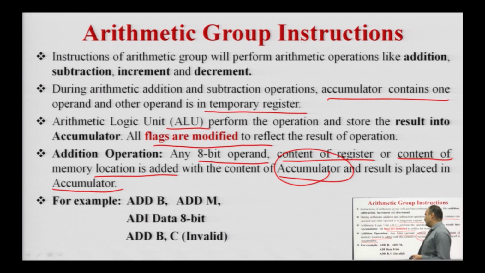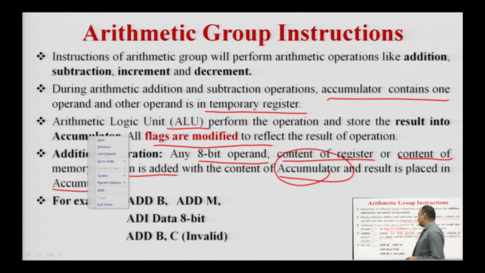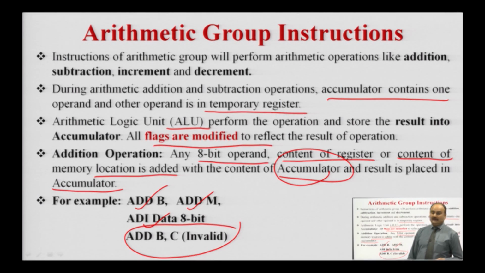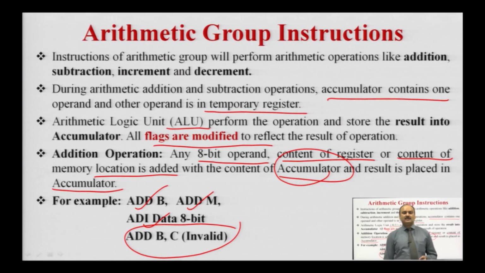Examples of this arithmetic group instruction: the first, addition operation, has instructions ADD B, ADD M, ADI 8-bit data. And see here, this is an invalid instruction. It means that we never add the content of the B register with the C register directly. So, this is an invalid instruction. The meaning of that is that one of the operands is always present in the accumulator, which is why we cannot use the ADD B, C instruction.